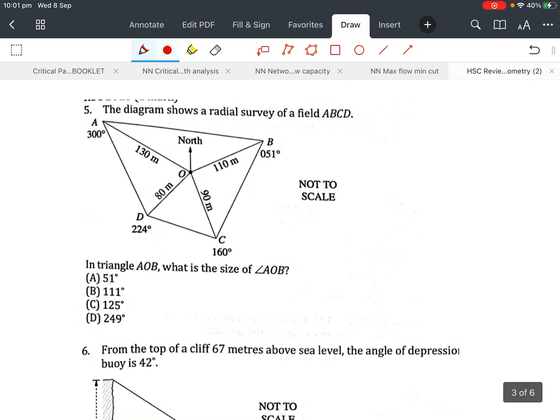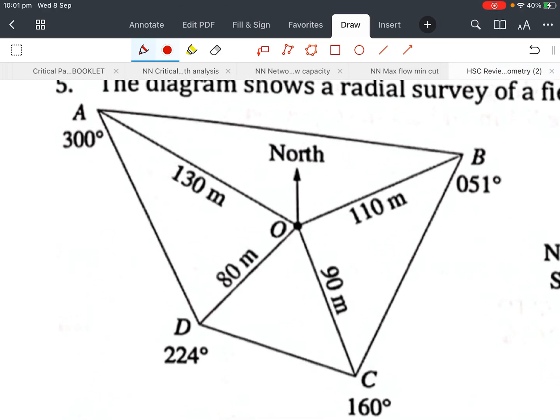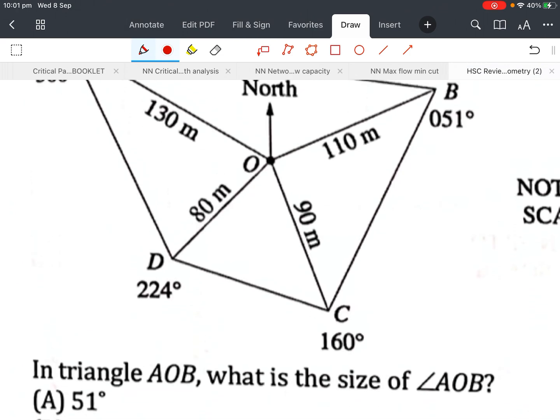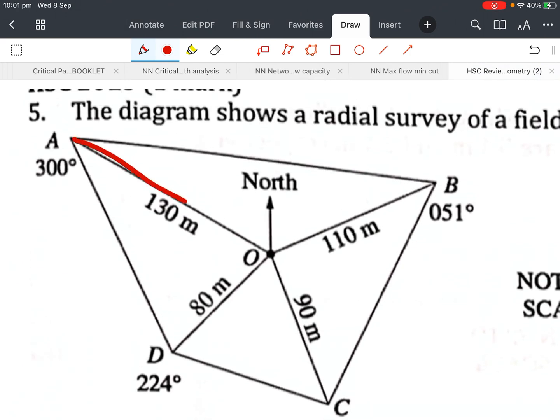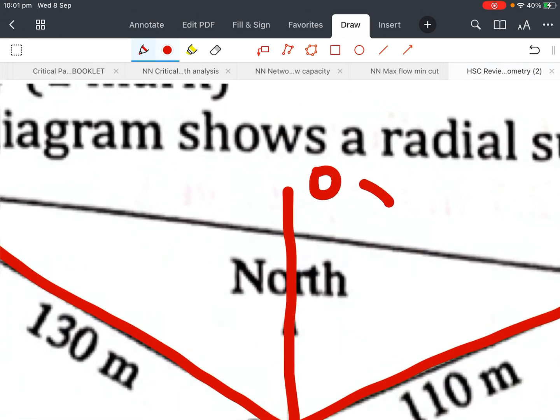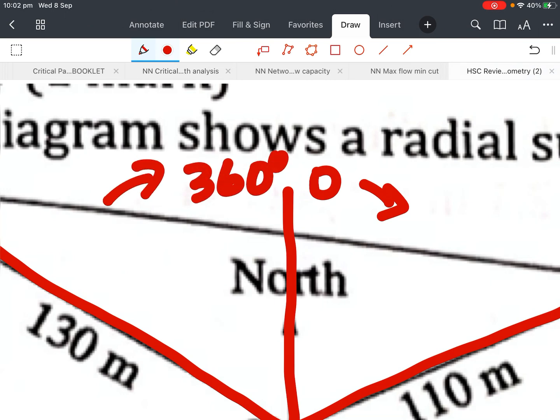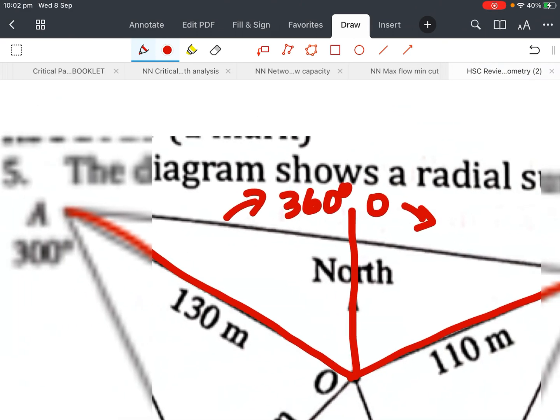Here we go. 5. The diagram shows a radial survey. Now this should look familiar. This was on your assignment. Okay, we need to find AOB. Here's A, here's O, here's B. You need to remember this goes from naught around that way, and it comes all the way back around to 360. So the north arm is both 0 degrees and 360 degrees, isn't it?